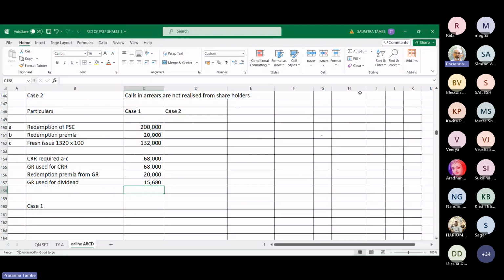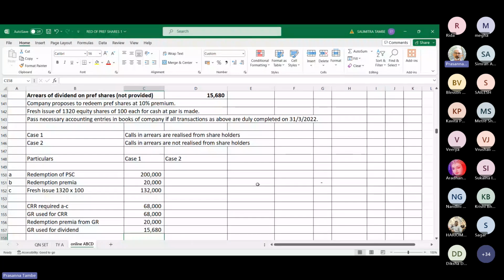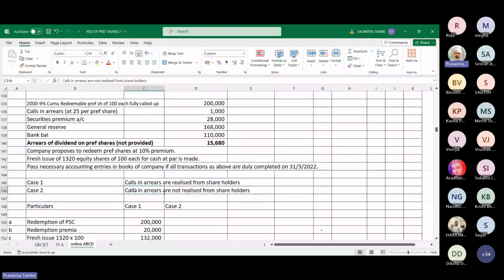Okay, now case 2, we are saying that calls in arrears are not realized from shareholders. So some of you have said that we will go for forfeiture. Of course, we'll have to go for forfeiture. Now, how many shares will be forfeited? Can somebody make a guess? What will be the number of shares to be forfeited? We have 2,000 shares as of now, which are fully called up. Out of that, there are some shares where amount is outstanding. So we have to find out the number of shares which will require forfeiture. So how many shares do we forfeit? How do we calculate that?